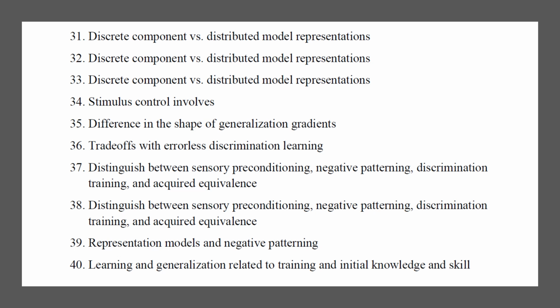39, representation models and negative patterning. Which one of those representation models has a problem with explaining that? With explaining negative patterning. Mm-hmm. I think there was a slide on that.